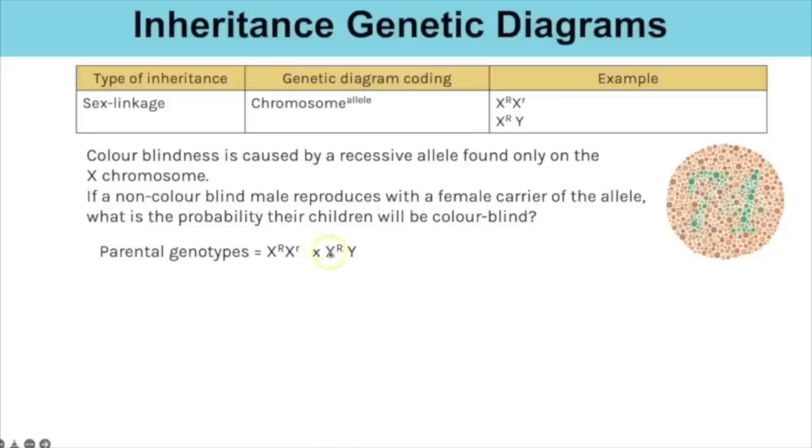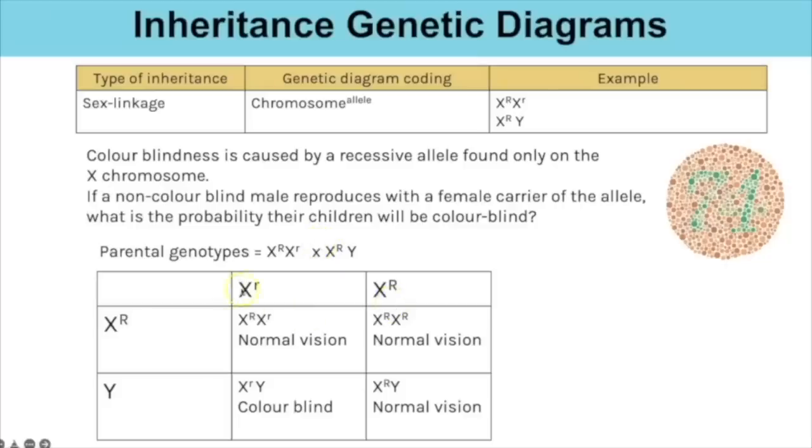And then the male, XY, they do not have colour blindness, so that means they have to have just the dominant allele on their X chromosome. So here we have our gametes. We then have the offspring's genotypes and phenotypes. So the probability that they would have a child that is colourblind is 25%.